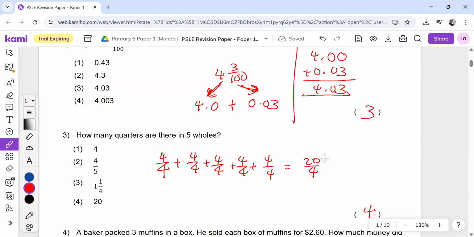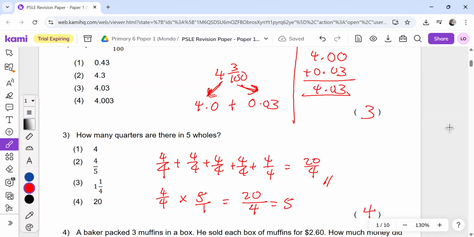So is there a shortcut to do this? Yeah, there's a shortcut to do this. The shortcut is four quarters, which is one whole, then just times five. And then what do you do? Just multiply your fraction. 5 times 4, 20. 4 times 1, 4. Then you divide, you will get 5 quarters. So there are 5 how many quarters?